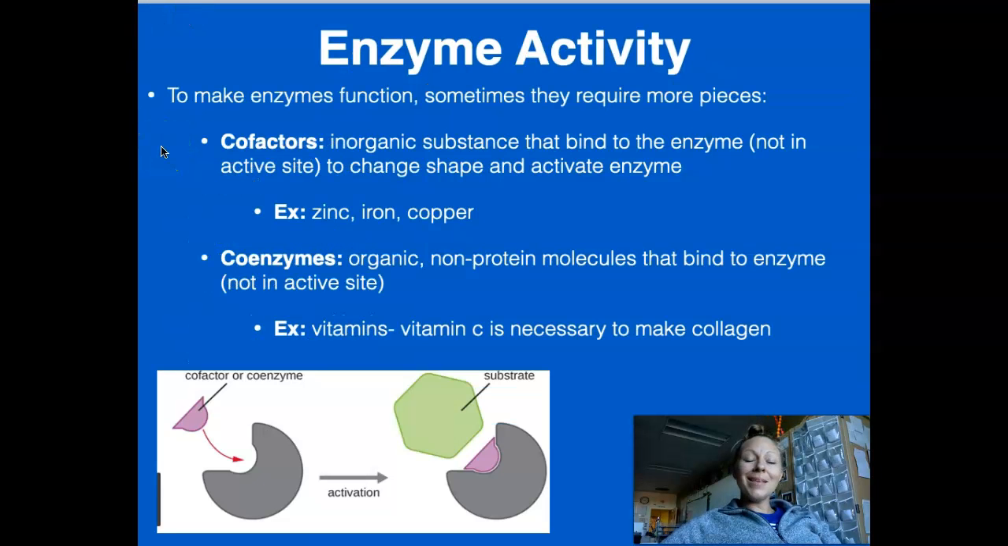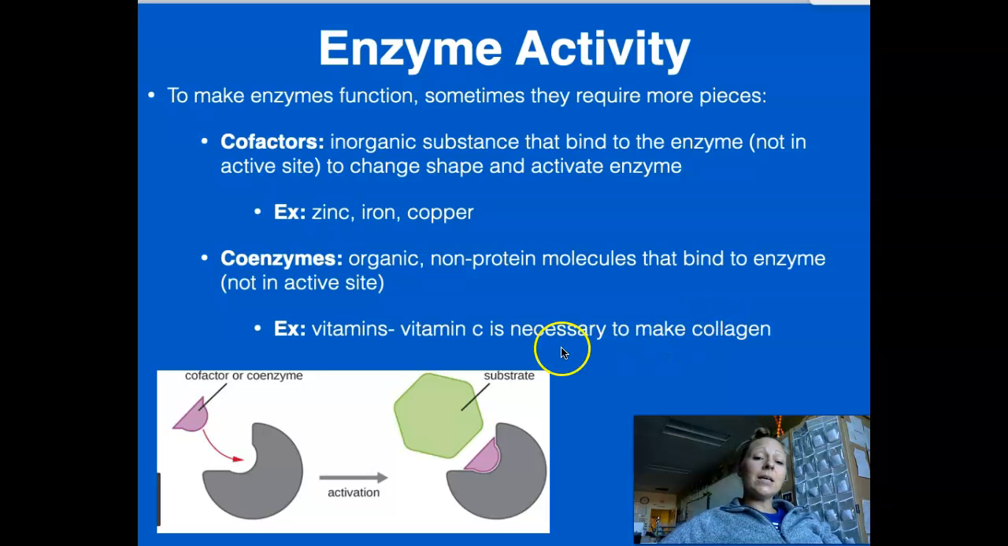To make enzymes function, sometimes they require more pieces. And so we call these pieces either cofactors or coenzymes. Sometimes people use these words interchangeably, but they are not necessarily interchangeable. Cofactors are inorganic substances like zinc, iron, or copper, whereas coenzymes are organic, non-protein molecules. And so those are going to be like your vitamins. For example, vitamin C is necessary to make collagen.